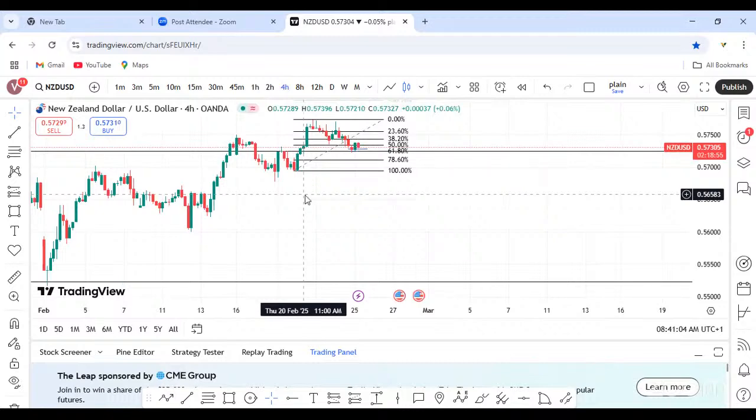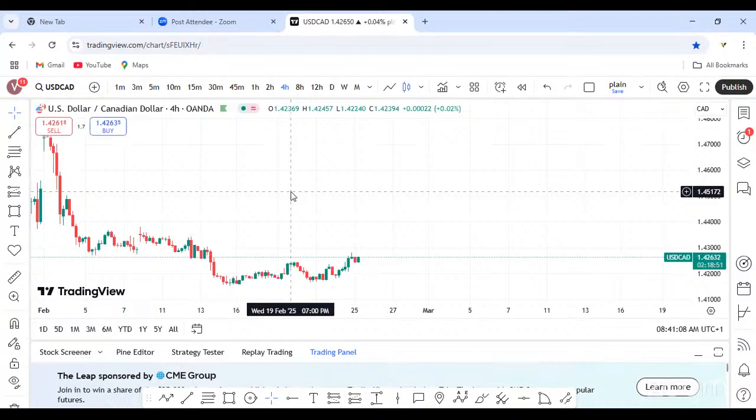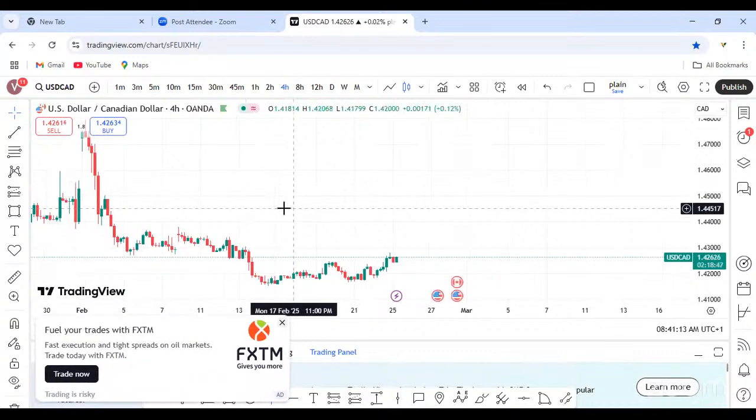Okay, so with that being said, let us quickly look at USD CAD before we continue the second half of today's analysis, looking at NAS 100 US30 with my colleague.